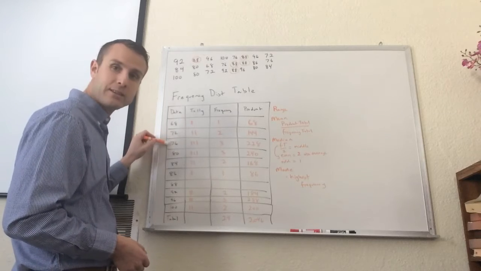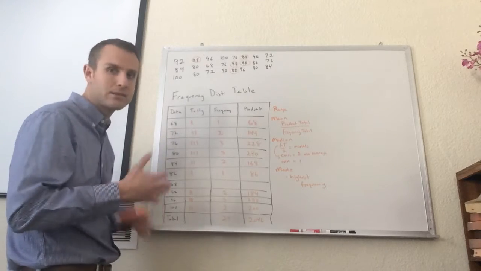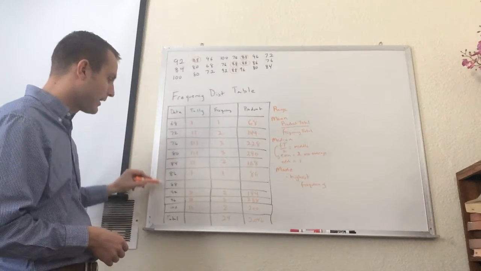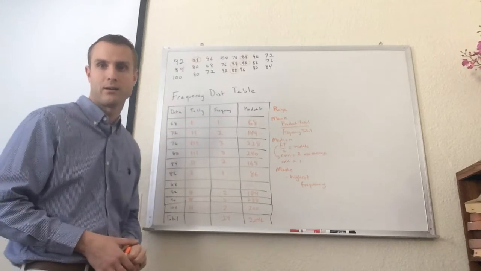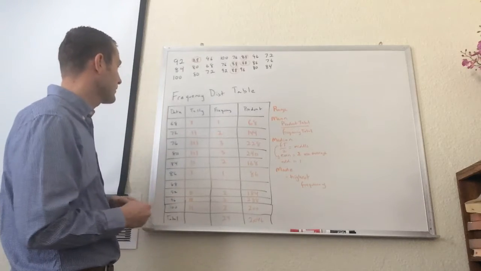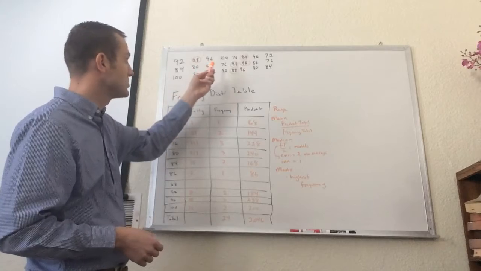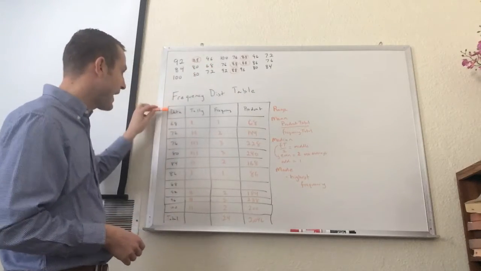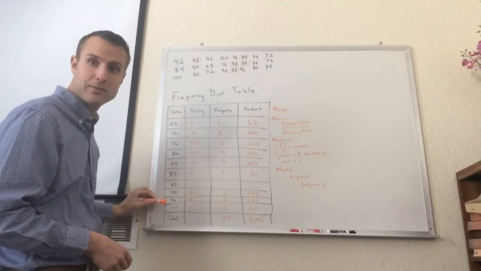Then I have a 76. I don't have any 77, 78, 79. Next number I have is an 80, and so on. So these are all of the scores that anyone got on the test. I'm only going to list each one once. So for example, even though I have two 72s, I'm only going to put 72 once here. So the data is all the numbers I have.